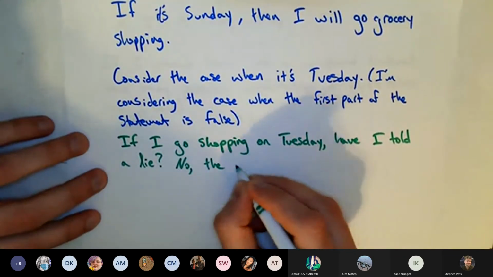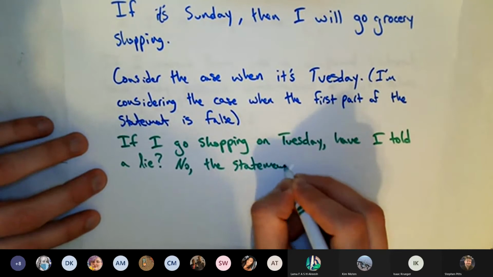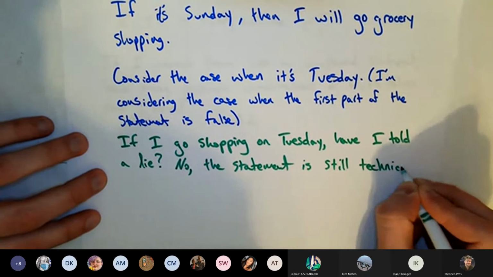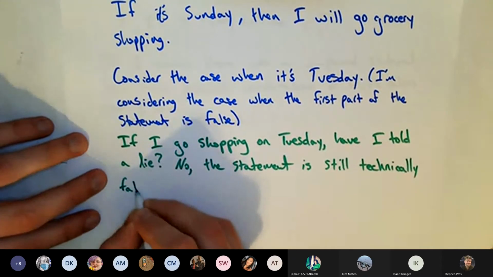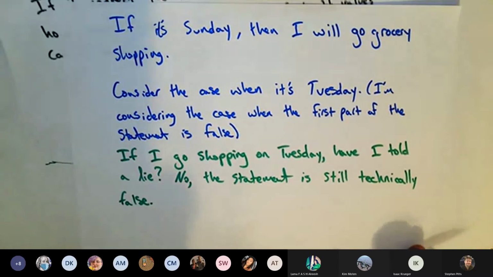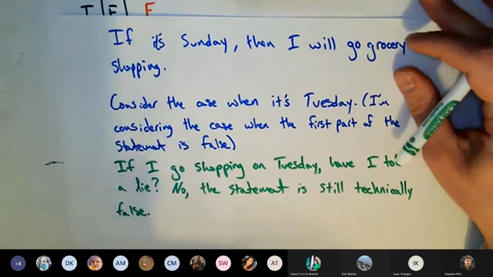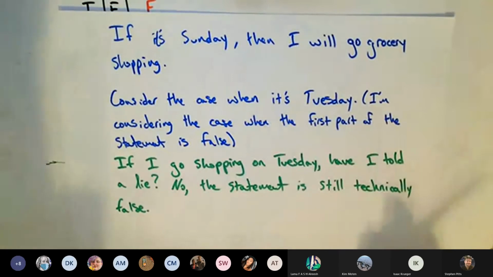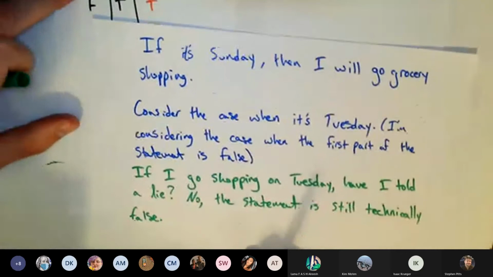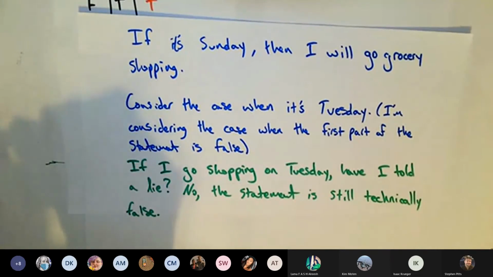The statement is still technically false. Now, this is not one of those things that everyone just has to come to terms with, where mathematicians and scientists say, you just got to work on it. It's acknowledged that this is weird, and in fact these cases have their own name. They have their own name in these cases when the first part is false, so the entire statement is true, with these if-then things.